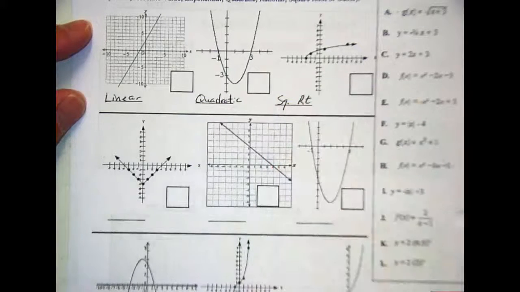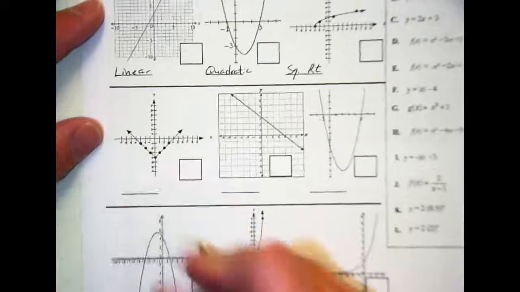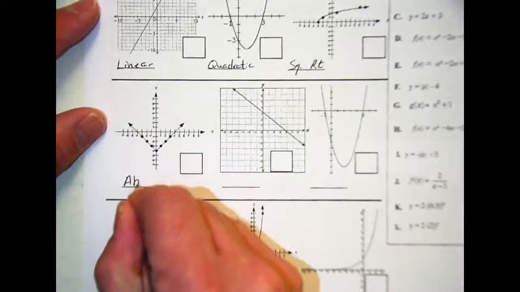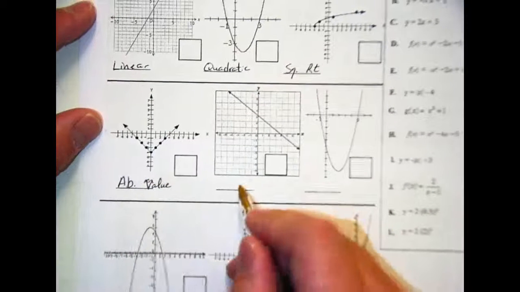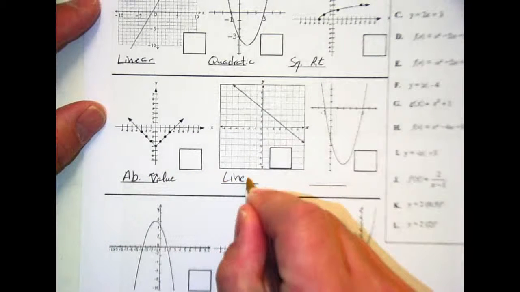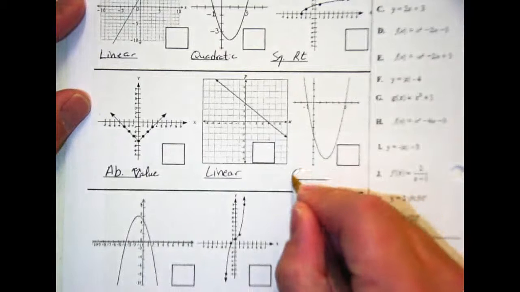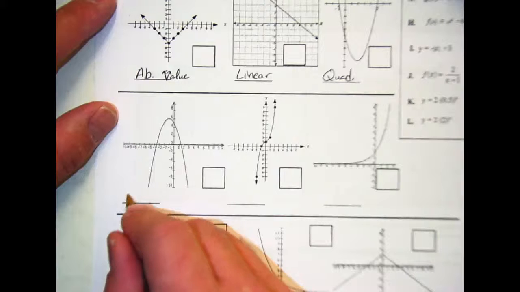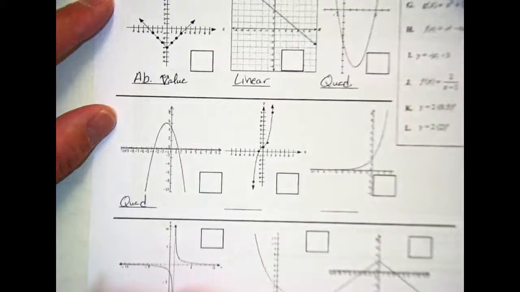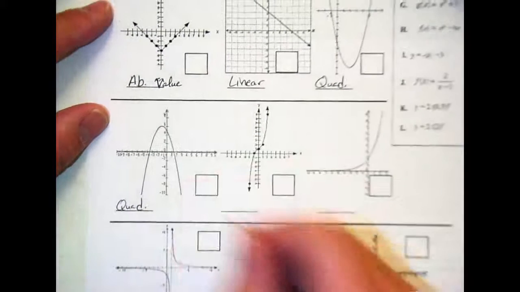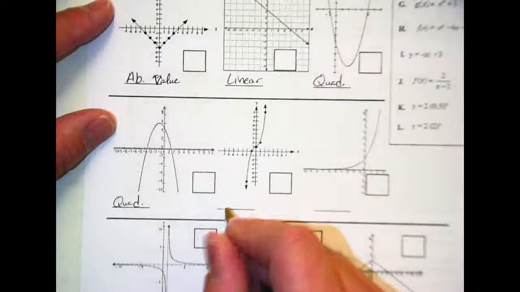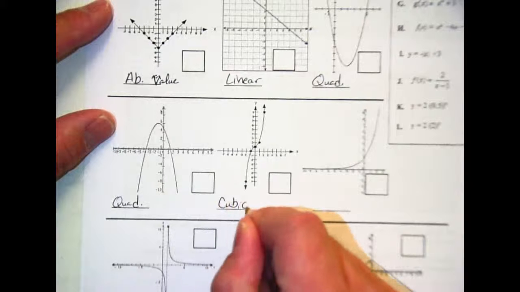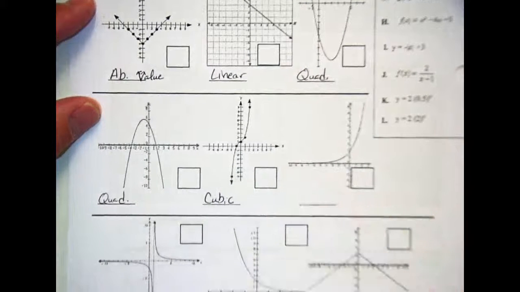Now, how many were able to get that one without looking? Okay. What's this one? Absolute value. Right? There's the V. Okay, what's this one? Linear. All right. What's this one? Quadratic. All right. This one? Quadratic. Sad quadratic, right? It's opening downward. That's kind of sad. It's being kind of negative, if you know what I mean. What's this one? Cubic. Did anyone know that? Good. That's the one we didn't talk about.